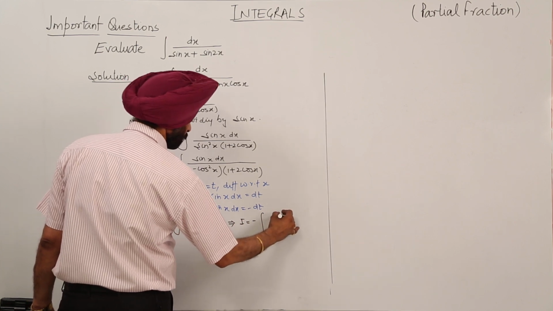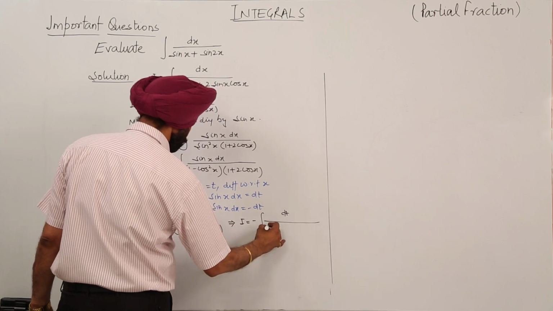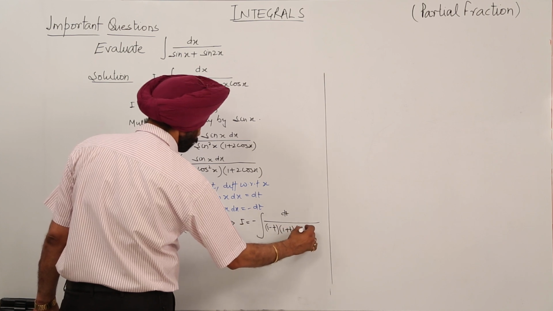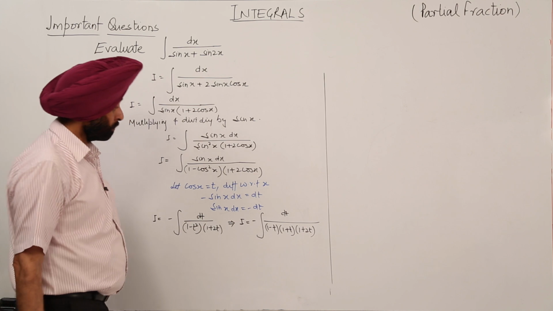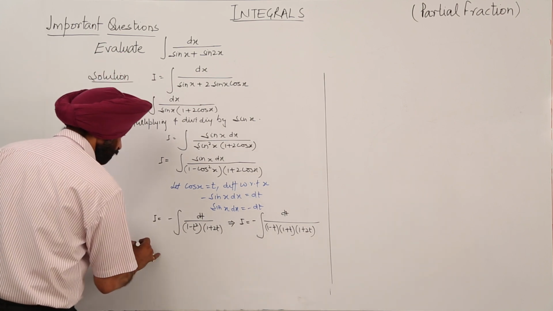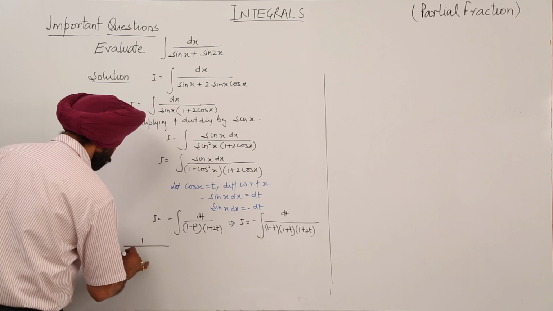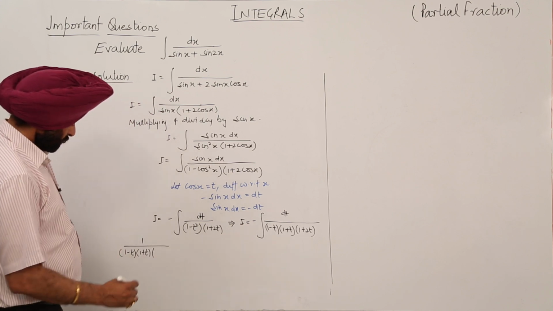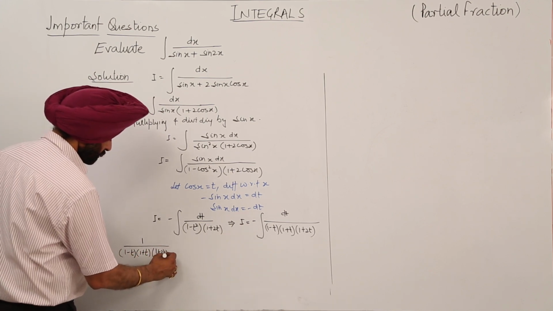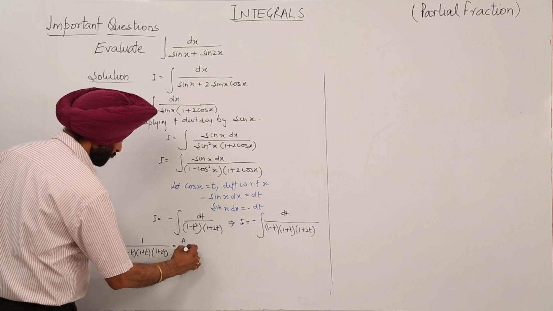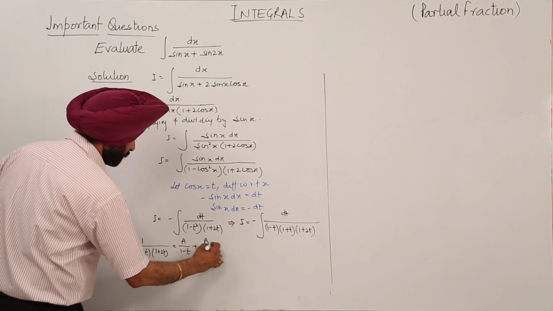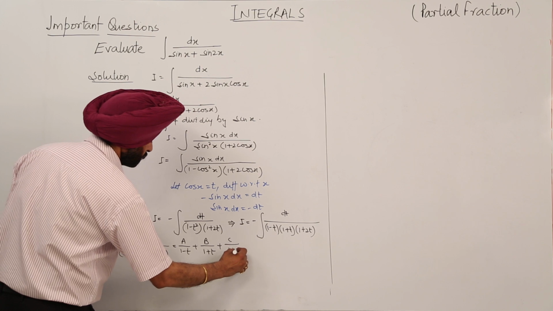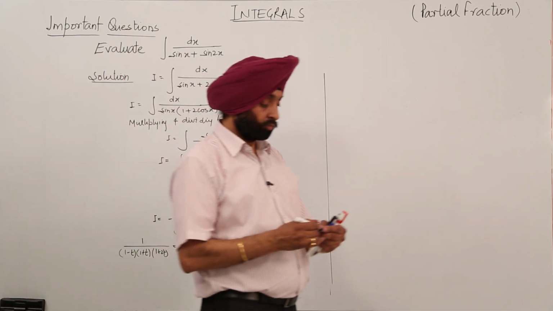negative dt upon (1 minus t)(1 plus t)(1 plus 2t). Now 1 upon (1 minus t)(1 plus t)(1 plus 2t) is equal to a upon 1 minus t plus b upon 1 plus t plus c upon 1 plus 2t. Is it clear?